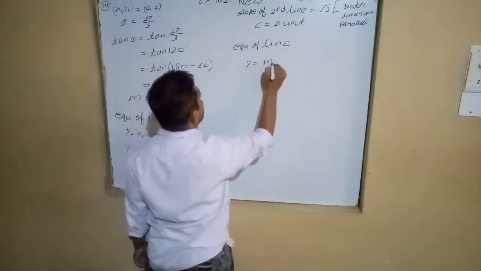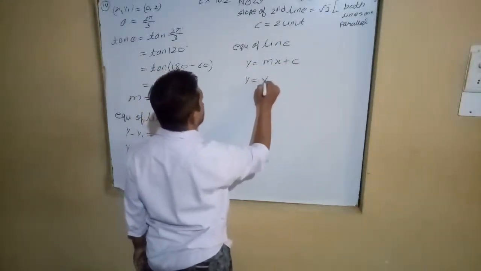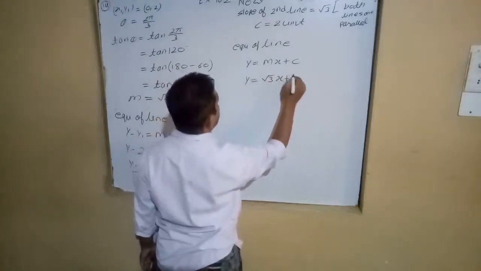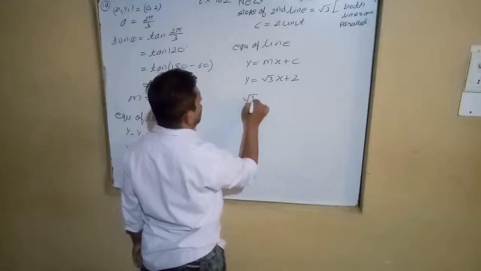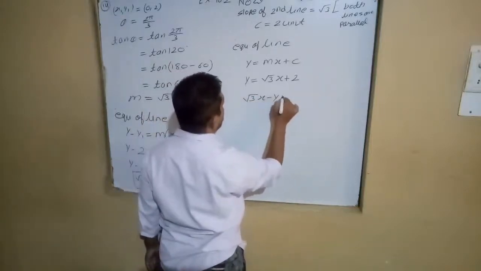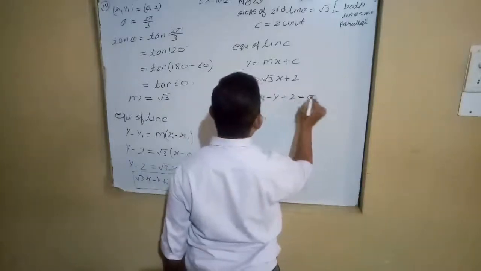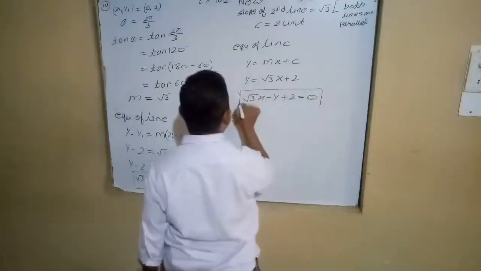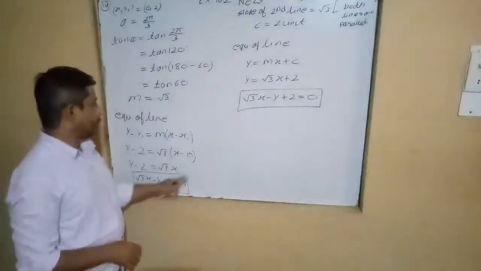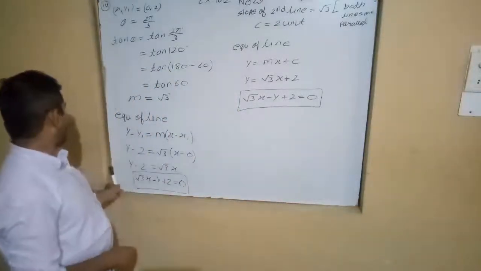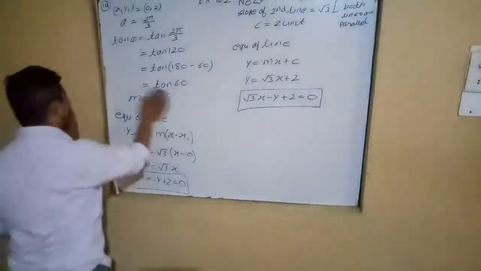y is equal to mx plus c. So y is equal to m. What is m? Root 3 x plus c. c is what? 2. So we can write it as root 3x minus y plus 2 is equal to 0. Same equation is coming. Okay, so this is our first answer, this is second answer. So I hope you understood. Now we will solve the next question.